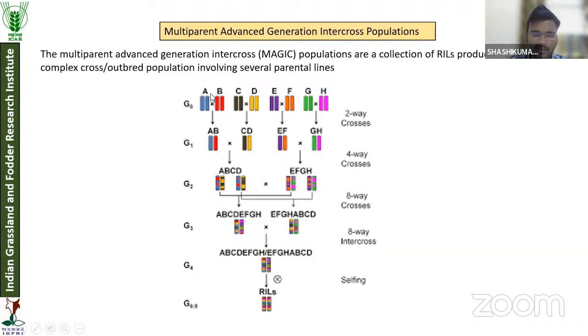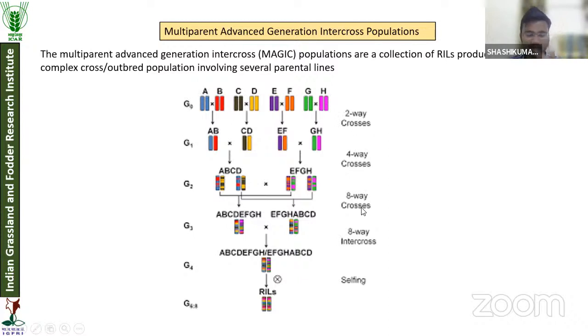They are crossed between A and B, C and D, E and F, and G and H to generate F1s. These F1s are again crossed to generate another set of F1s having 4 parental lines. These 4-parent F1s will be crossed to generate the recombinant inbred lines, which are mosaics for different chromosome regions of all 8 parental lines. So these RILs carry all the alleles of these 8 parents.